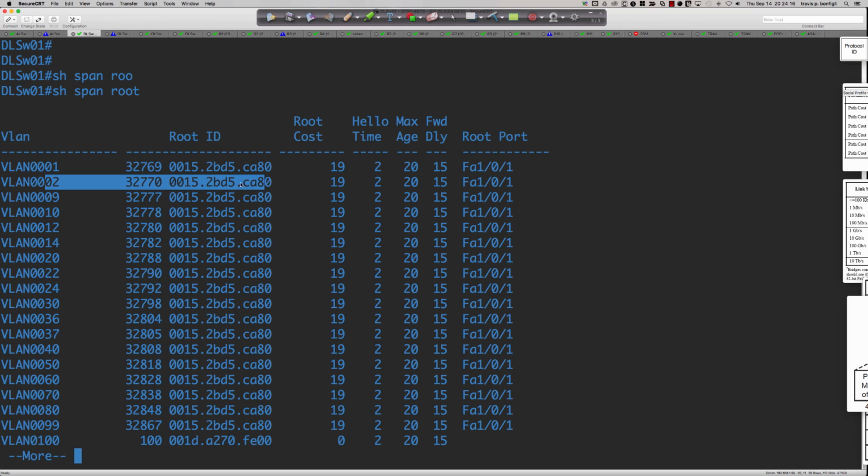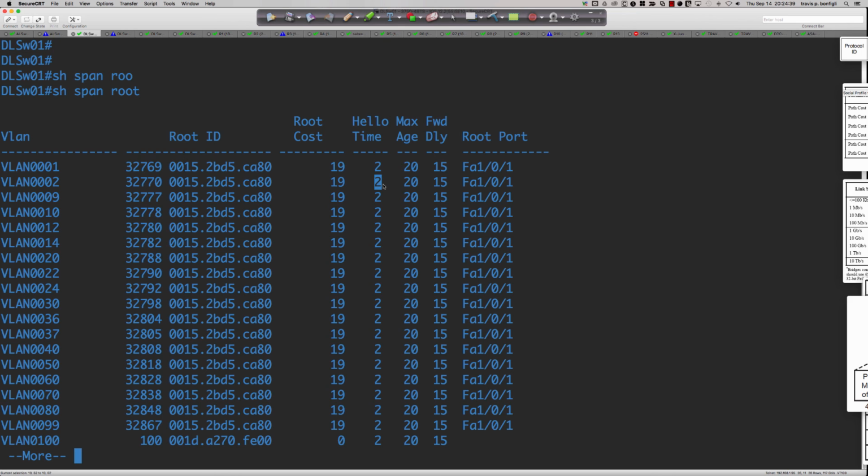this is the MAC address of the root bridge, and I can tell right now that I am not the root bridge because my cost to get to the root bridge is 19, which means I'm a single Fast Ethernet interface hop away from the root bridge. And then we get our timers.